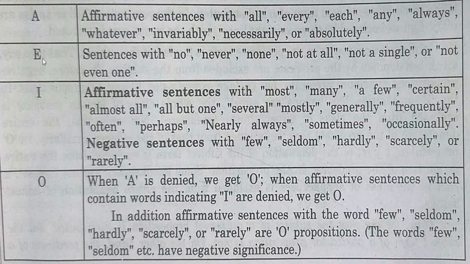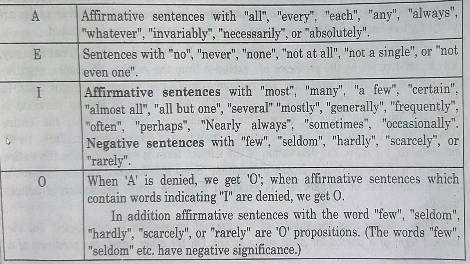Okay, we'll also look at a few of the different substitute words for the A, E, I, O proposition types in this video. A stands for all, every, each, any, always, whatever, invariably, necessarily, or absolutely. E type propositions start with no, never, none, not at all, not a single, or not even one.